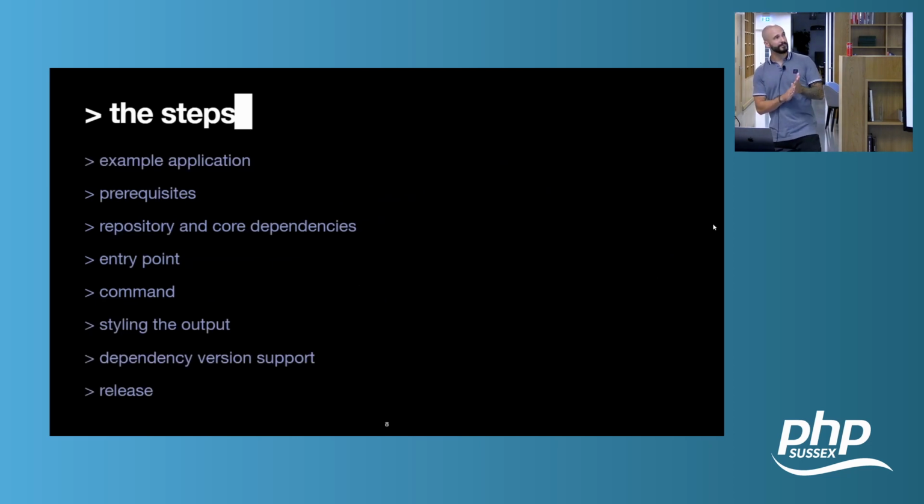Okay, the steps. So first, I'm going to show you what we are going to build today, the example application. Then I will go through the prerequisites. Then the first concrete step will be to create a repository and to install the core dependency of the application. Then we will talk about the entry point of the application. Then the command, which will contain the mechanics of the application. Then we will see how we can style the output a little bit. And then we'll see how to check that our application is compatible with a range of dependency versions. And finally, we will see how we can release and distribute the application.